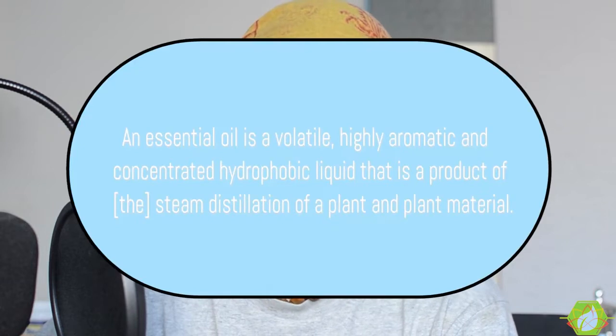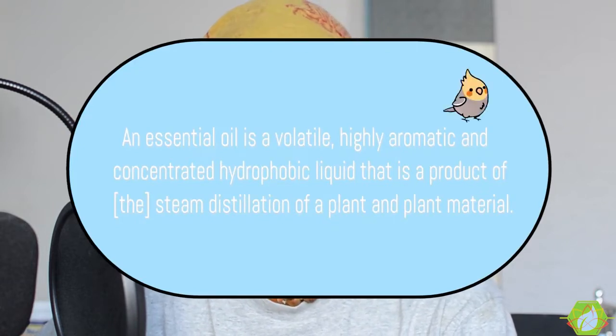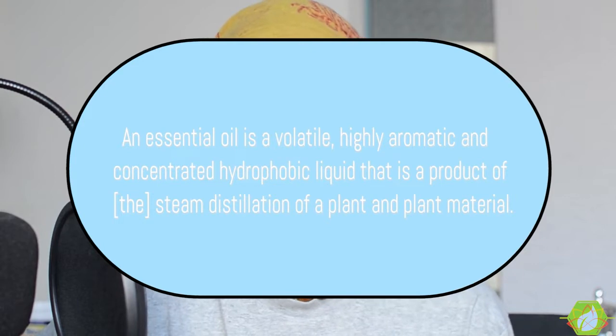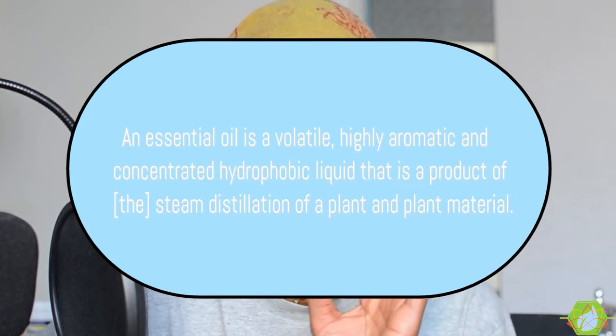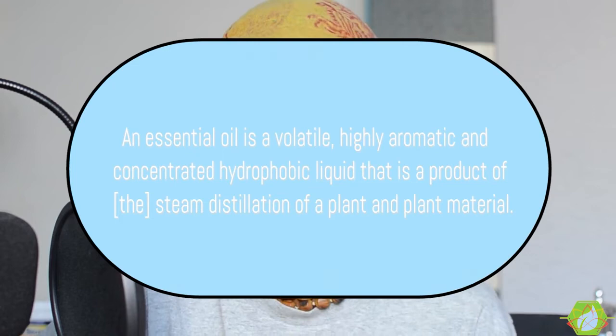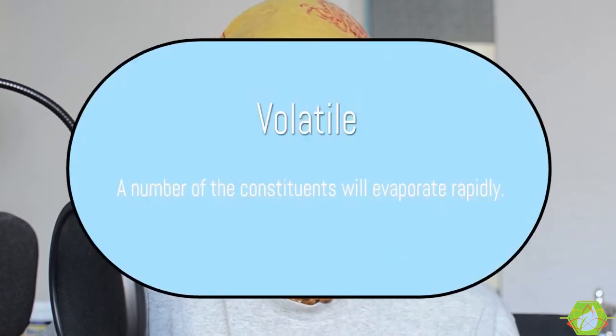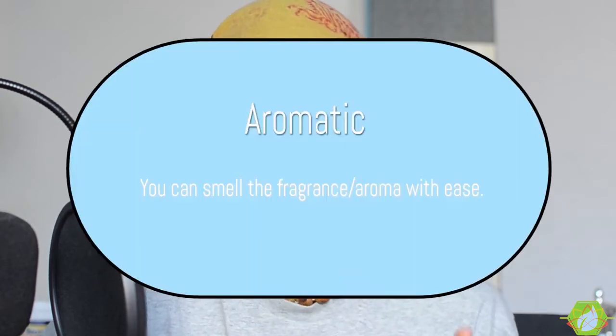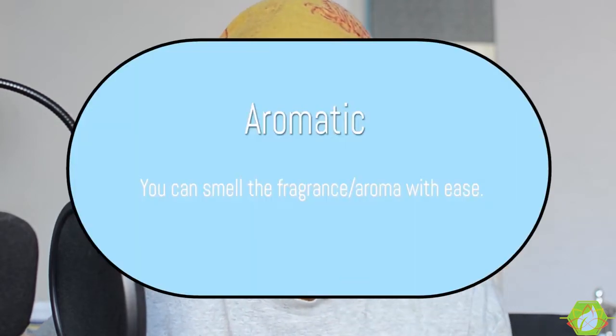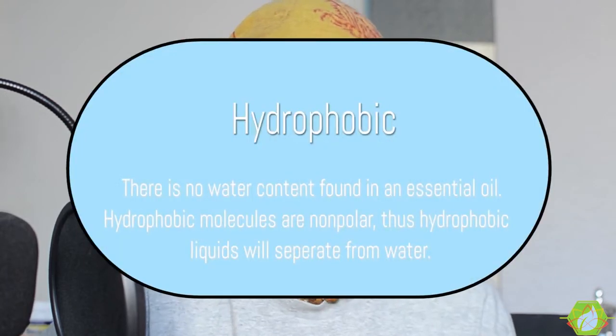Next up, we have essential oils. An essential oil is a volatile, highly aromatic, and concentrated hydrophobic liquid that is a product of steam distillation of a plant and plant material. Volatile, meaning a number of constituents will evaporate rapidly. Aromatic, meaning you can smell the fragrance aroma with ease. Hydrophobic, meaning there's no water content found in an essential oil. All that is water soluble will be collected in what's known as a hydrosol, which is found in the process of making essential oil, and that one we'll talk about later on.